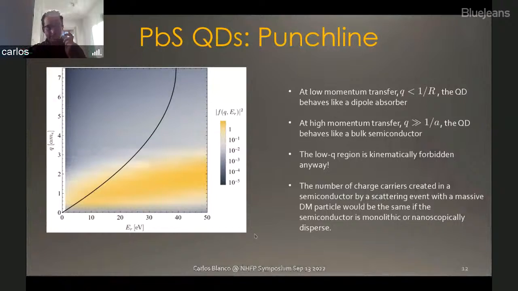Okay, so what's the punchline? Well, the punchline turns out to be that the number of charge carriers, and therefore the signal that's created in a semiconductor by a scattering event or an absorption event with a dark matter particle, would be the same if the semiconductor is monolithic or if it's nanoscopically dispersed. In other words, for the dark matter, it doesn't see a quantum dot or a CCD. All it sees is a semiconductor. It doesn't really care. A semiconductor is a semiconductor. And so the whole problem boils down to what's the most effective way to engineer a signal that's very clean and background free.